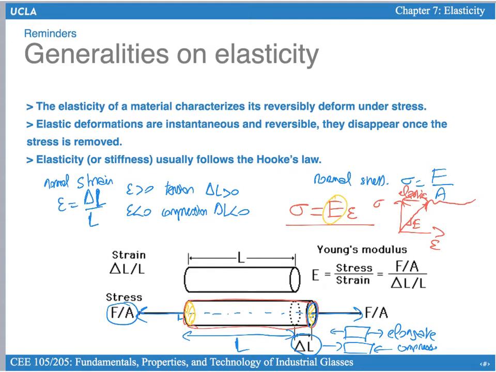So the Young's modulus tells you, for a given stress, what is going to be the corresponding deformation epsilon. The higher the Young's modulus, the higher the slope here, which means that for a given stress, you will get a lower deformation, or you will need a higher stress to reach a given deformation. So typically, the higher the Young's modulus of a material, the lower the amount of deformation that this material will show for a given stress.